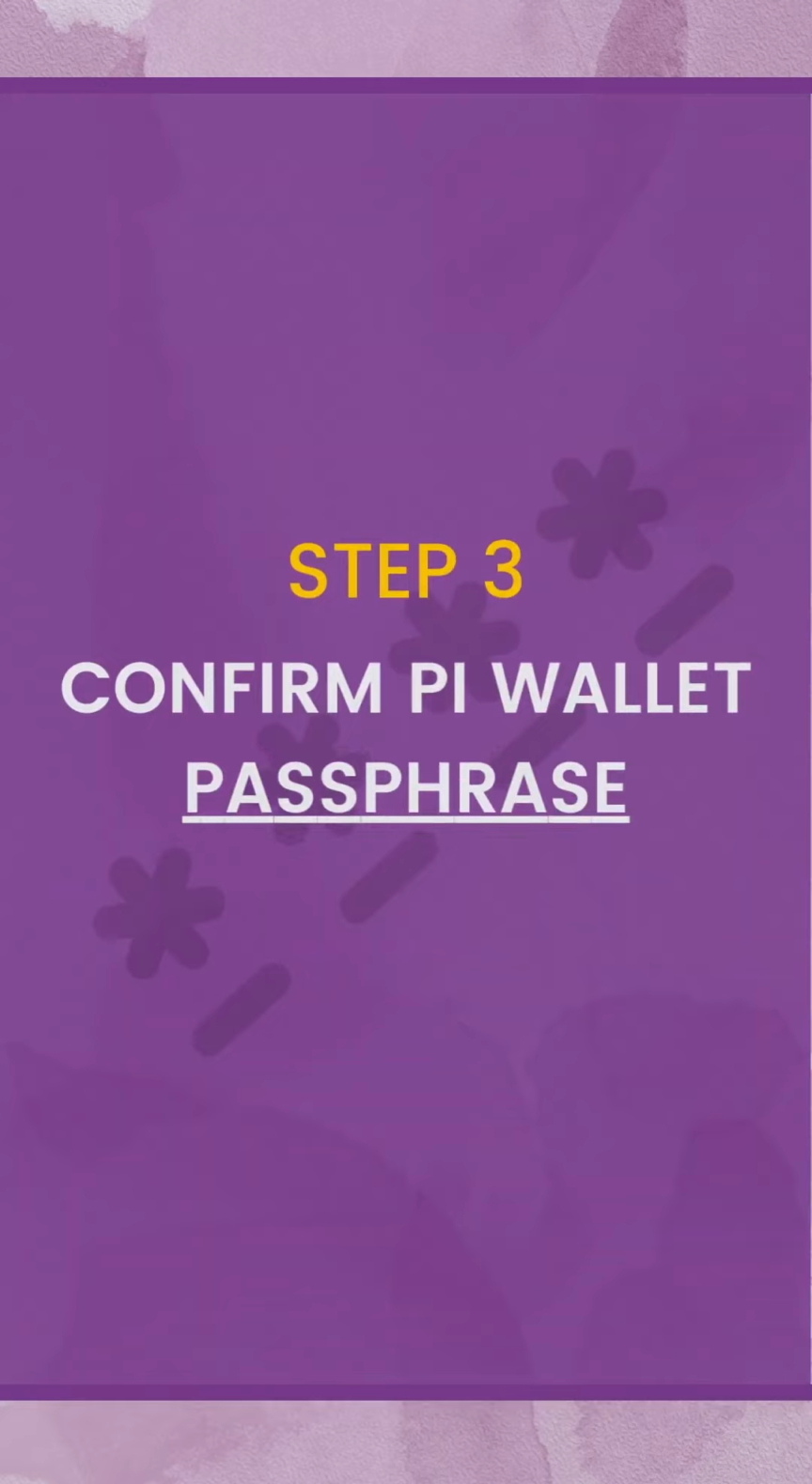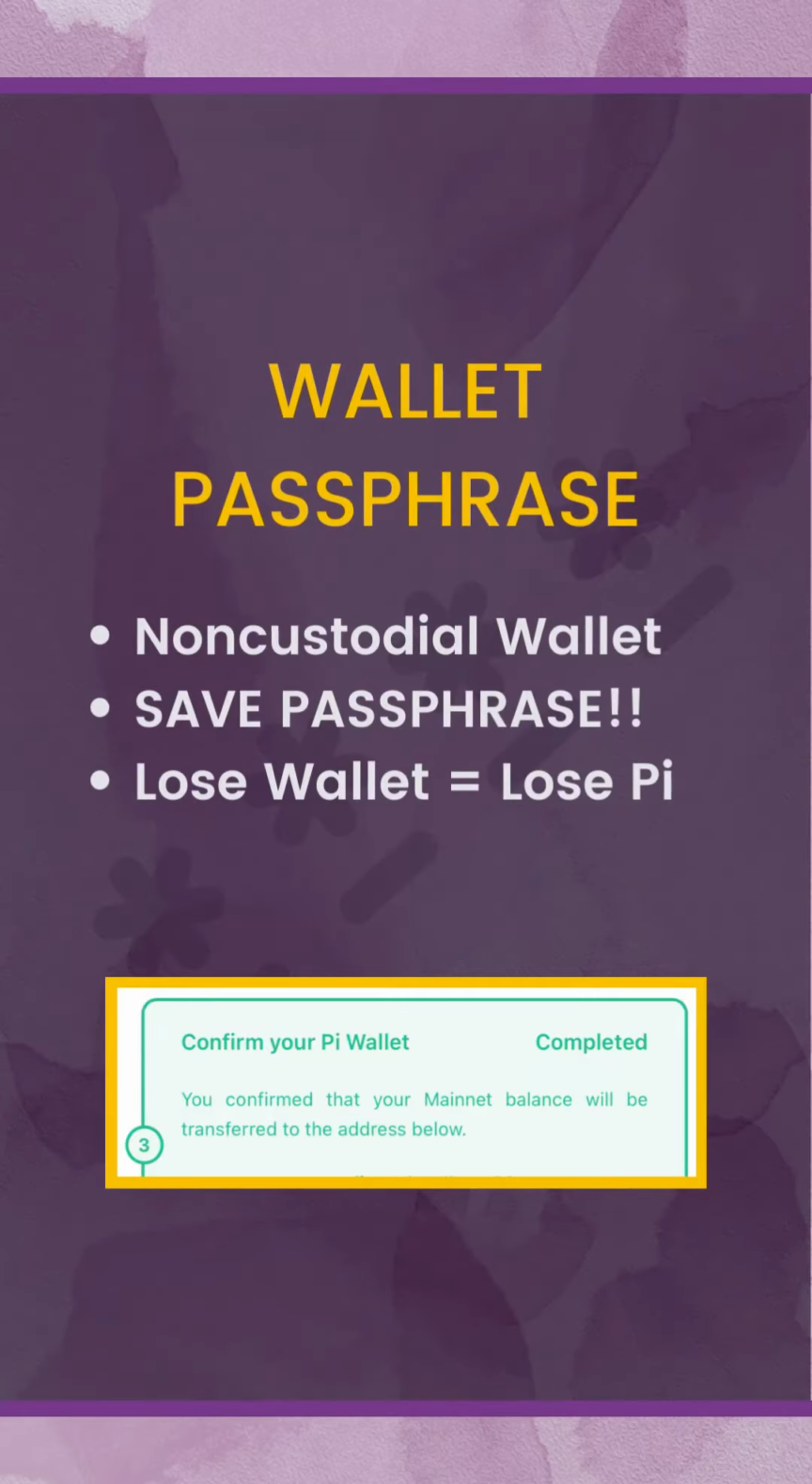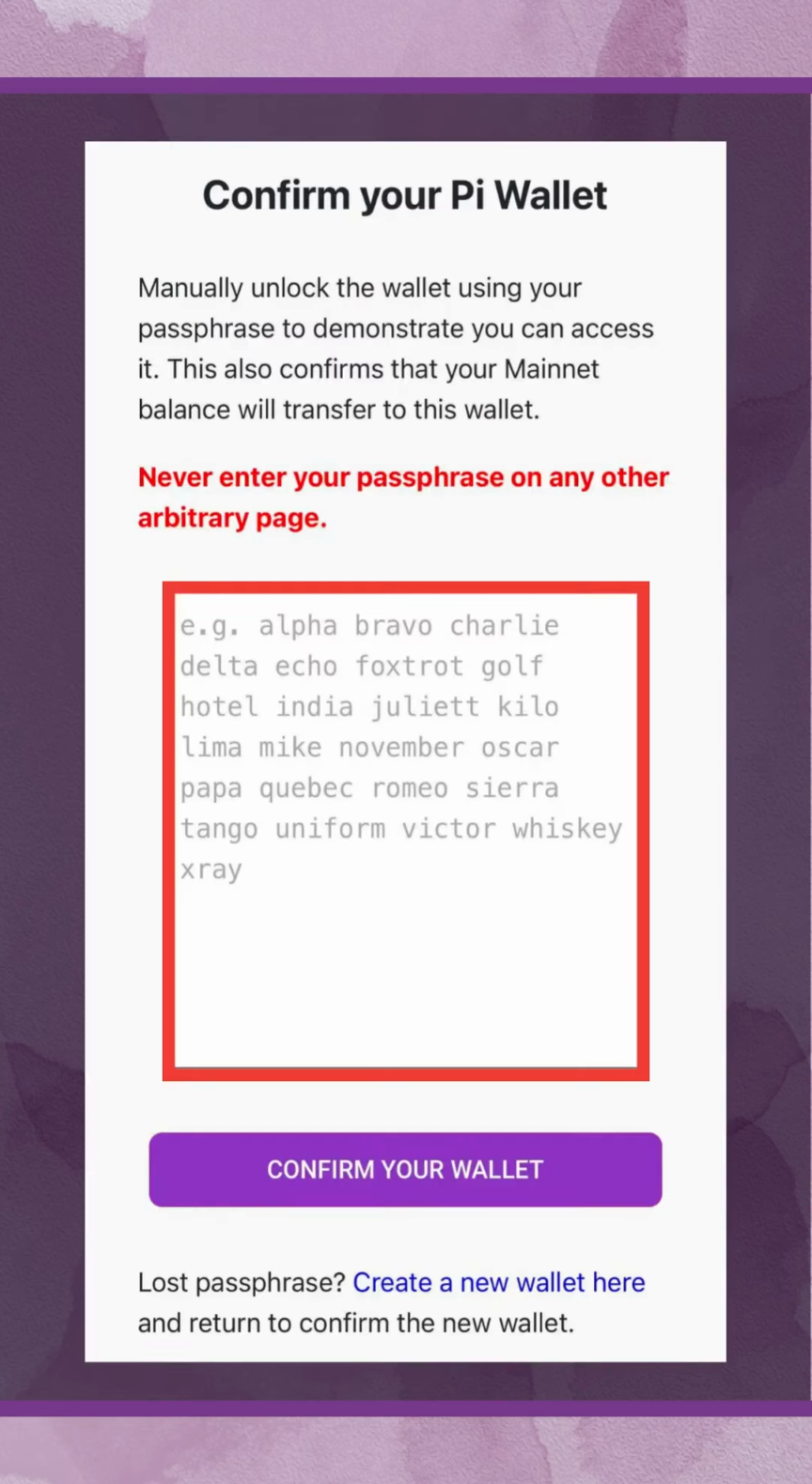Step 3. Confirm your Pi wallet. Your Pi wallet is non-custodial in nature, which means that Pi Network does not have records of your wallet passphrase, which is needed for you to unlock your wallet. Losing your wallet passphrase is thus akin to losing your entire wallet along with all assets inside. To ensure that you know your wallet passphrase, Step 3 requires you to enter it here. Please remember to store the passphrase somewhere safe so that you do not lose it or forget it and that no one else has access to it.